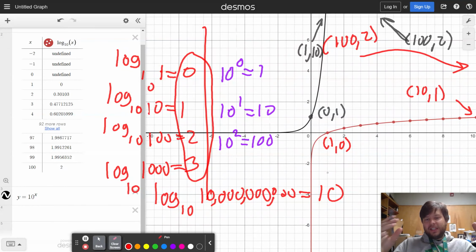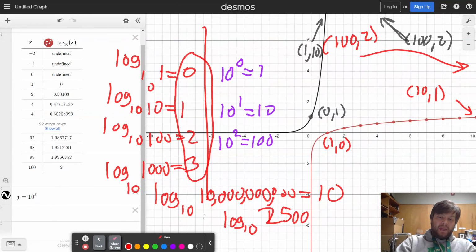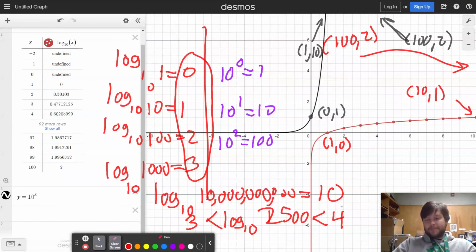And you can use that same idea that the number of zeros is related to the logarithm to make estimates about other numbers. Like, for example, log base 10 of 2,500. I know it is bigger than the answer for 1,000. If I did log base 10 of 1,000, I'd get 3. So 2,500 is bigger than 1,000, so my log has to be bigger than 3. But 2,500 is smaller than 10,000, so it's smaller than 4.